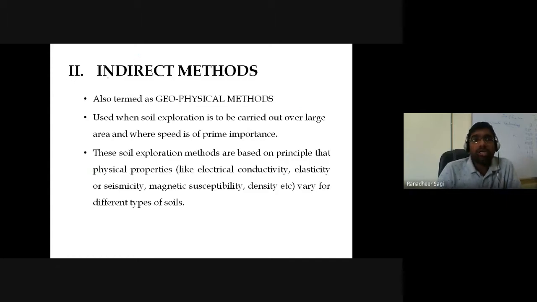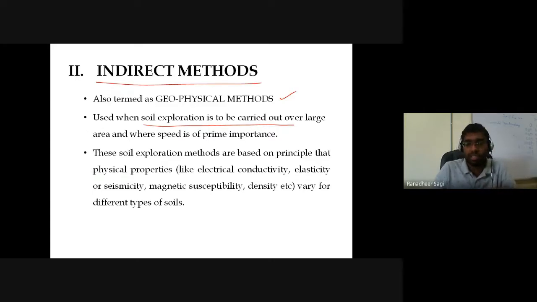And moving on to the different types of indirect methods. These indirect methods are otherwise also called geophysical methods. Here, in these geophysical indirect methods, the so-called soil exploration is carried out not by making holes into the ground, but rather by generating some waves. Those waves will travel into the ground, and depending on the time required for the waves to travel through each of the soil strata, we are going to find out the density of the soil, the depth of the soil strata, and various other properties of the soil condition.